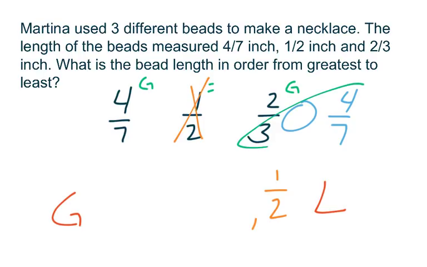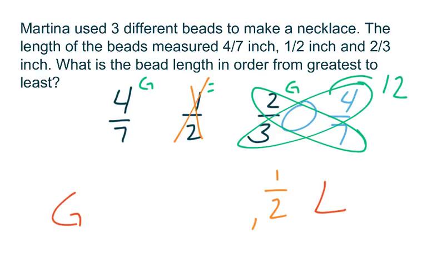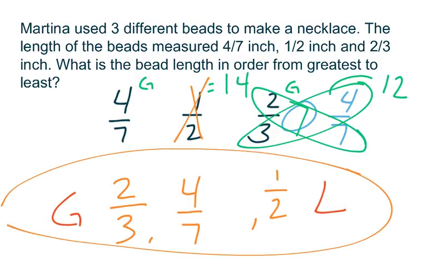So I'm going to go ahead and do that over here off to the side. And I can use my butterfly method to help me out with that. When I do this, I get 12 on this side and 14 on this side. So I can see that 2/3 is greater than 4/7. Now all I need to do is put them on my number line in order, and I am all done. There's the answer to that word problem.